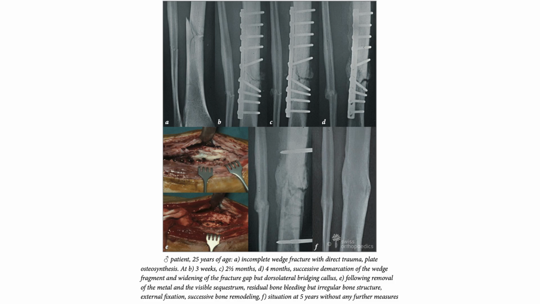Delayed union is different from non-union. Delayed union means the bone is taking longer to heal than expected, but it is expected to eventually heal without the need for additional surgery. That is the difference: non-union is totally no union, and delayed union is union but after a considerable time.